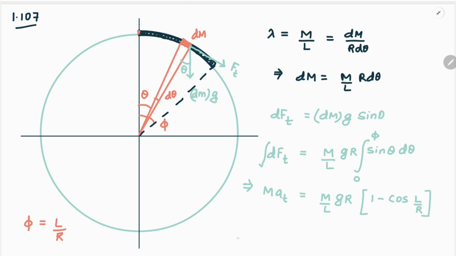If we remove m, we get the tangential component of acceleration at, which is equal to g r by L times 1 minus cos of L by r. This is the final answer for this problem, which asks us to calculate the tangential acceleration of a point on the chain as it is sliding down. This is how we solve for the tangential acceleration.